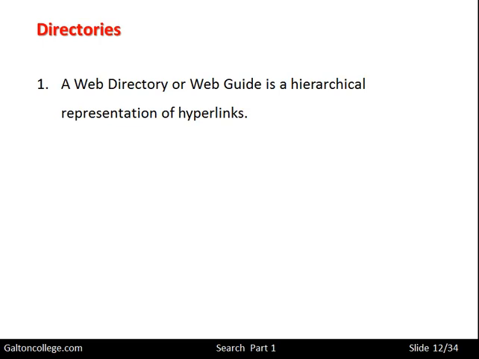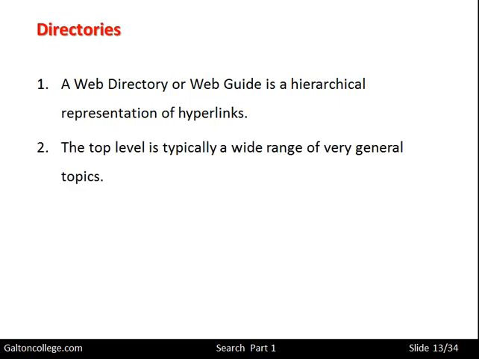We also have this idea of directories. A web directory or web guide is a hierarchical presentation of hyperlinks. When we do a search for a particular type of motor car, for example, it might bring up many links related to that particular car, perhaps going right back to the start or issues surrounding the car, whatever. So generally speaking, the search engines don't just bring up one link, they bring up many links and organize the links in some hierarchical fashion.